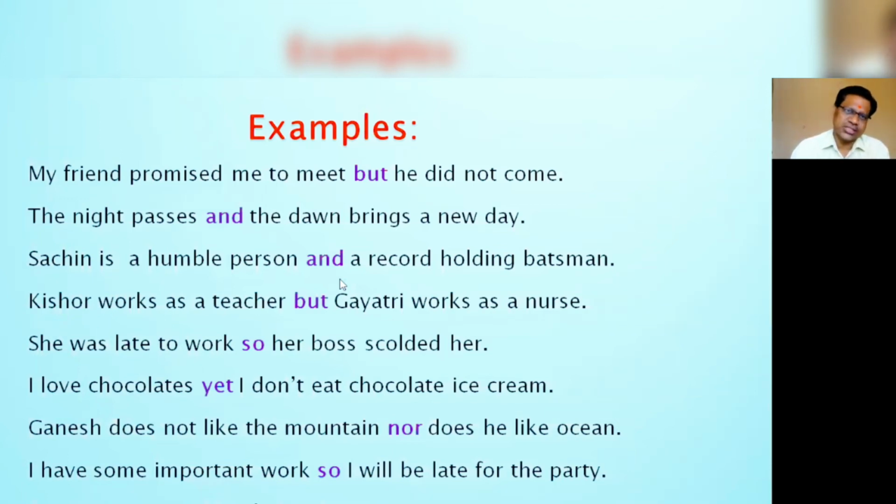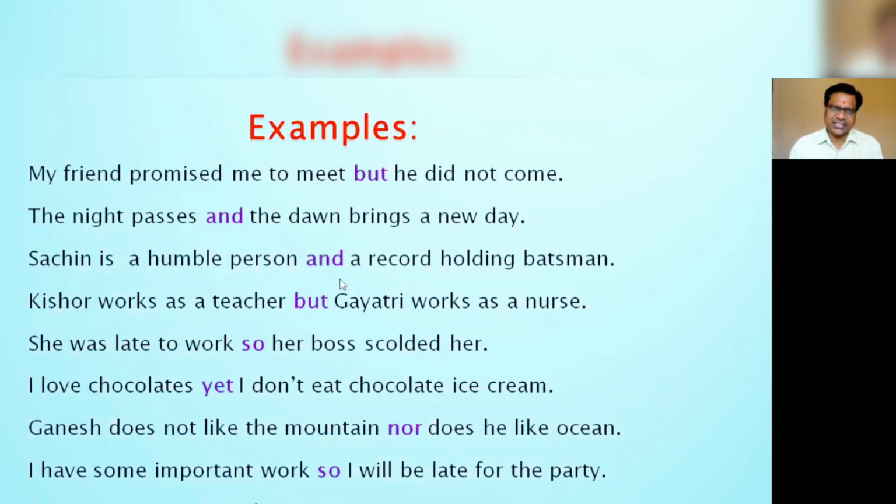Now you see the second sentence: the night passes and the dawn brings a new day. The night passes, okay, every day. It's a natural phenomenon. It happens every day without fail. As soon as the night passes, every morning brings a new day. This is the meaning of the sentence.